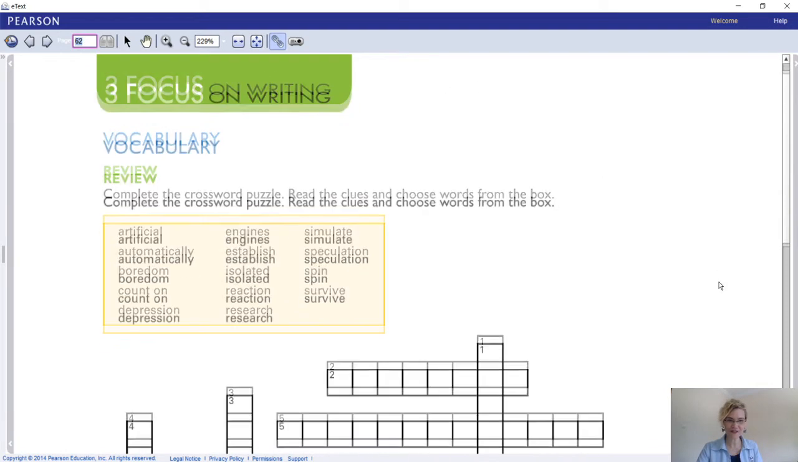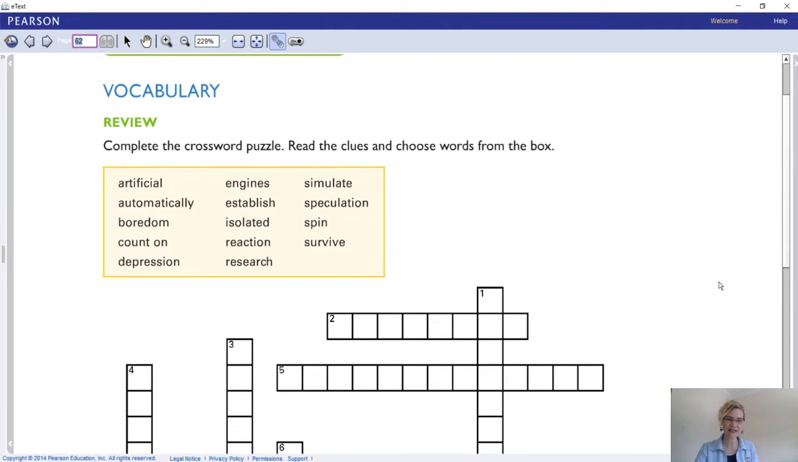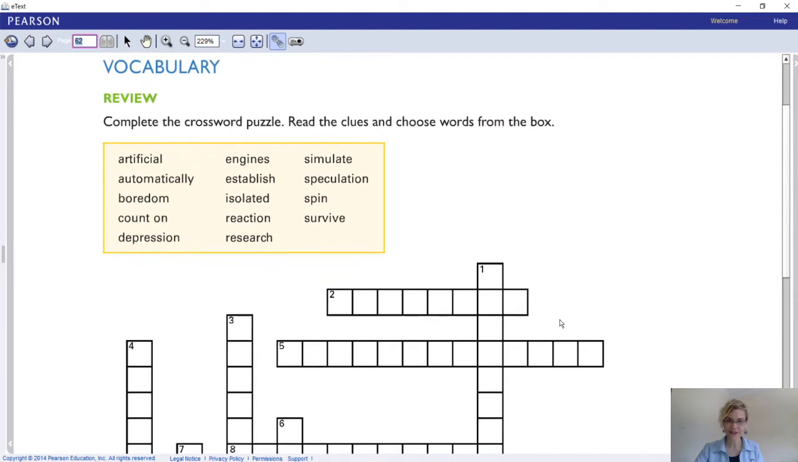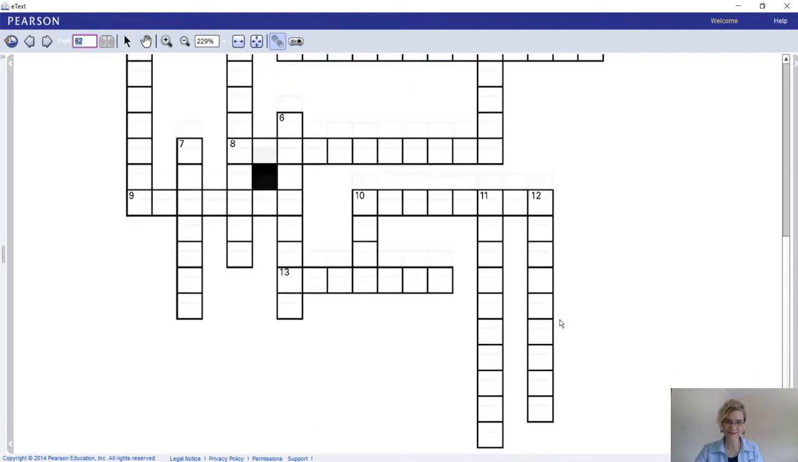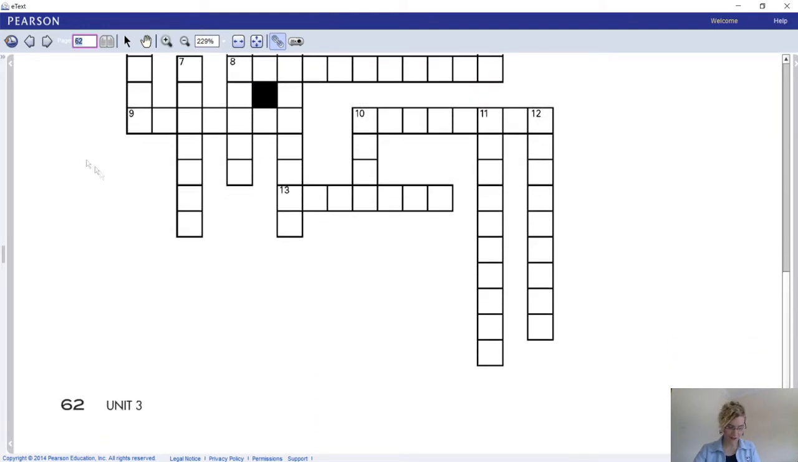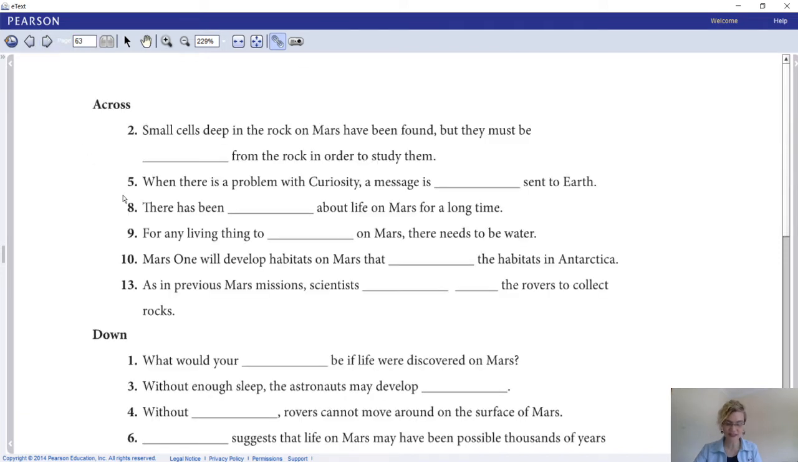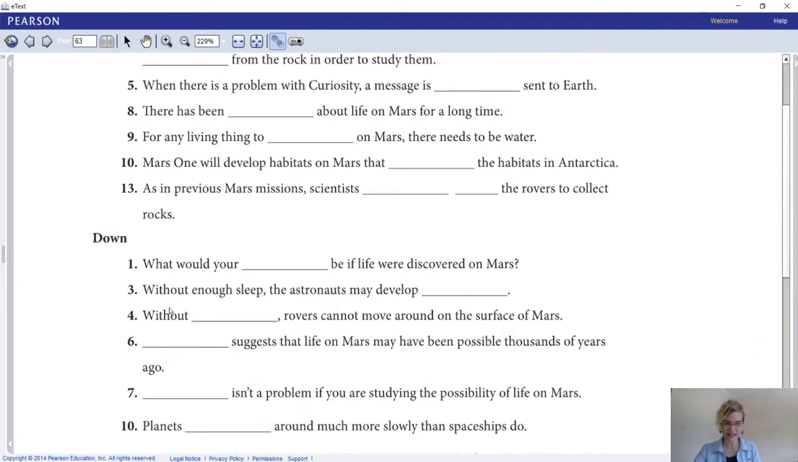Okay, first off, we're going to review our vocabulary. That is the vocabulary that we have been using throughout the whole unit. We're going to review artificial, automatically, boredom, count on, depression, engines, establish, isolated, reaction, research, simulate, speculation, spin, and survive. Go! Now here is a crossword puzzle. Complete it with the words, read the clues, and choose the word from the box. Now you have to go probably to the next page to see across and down.